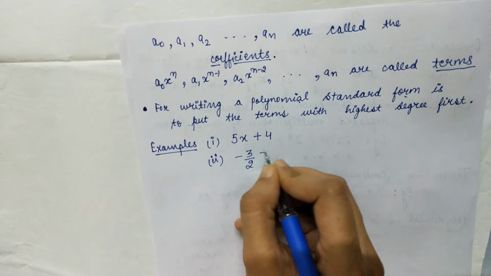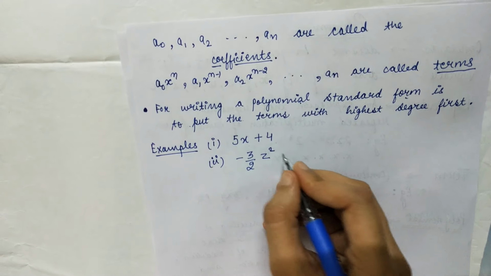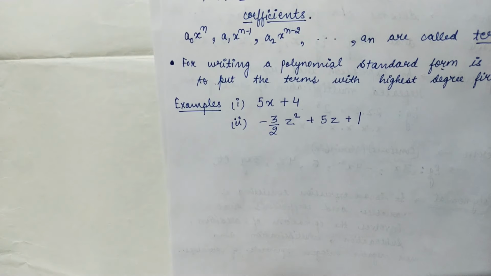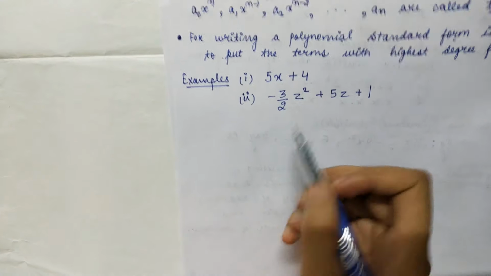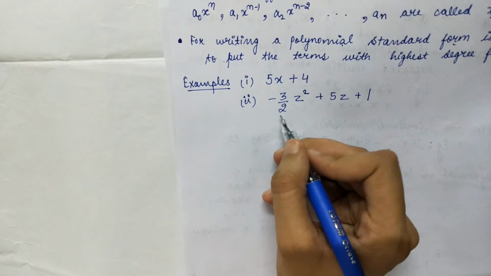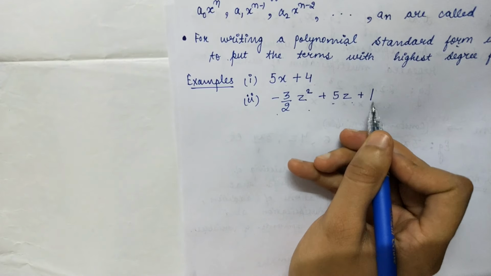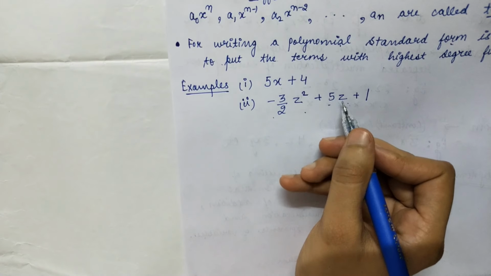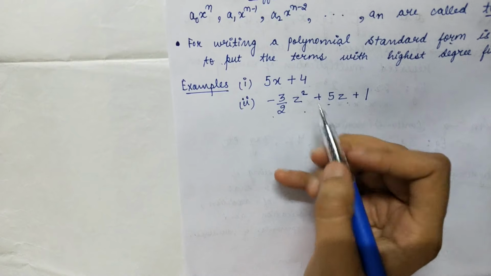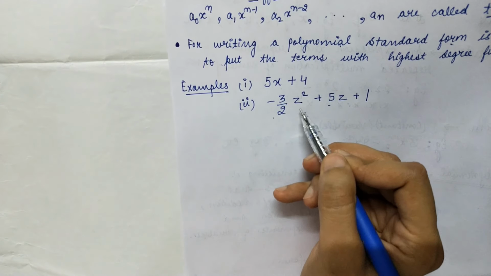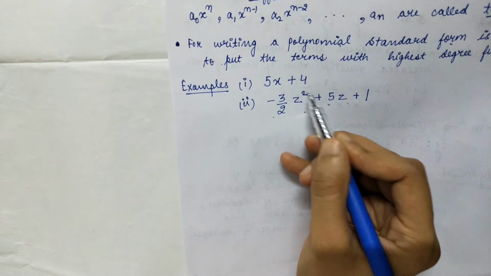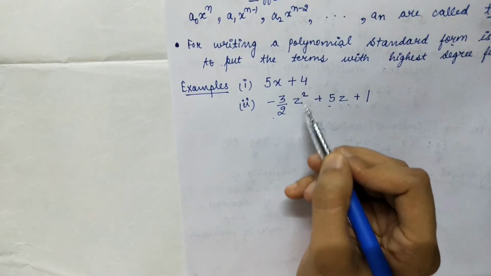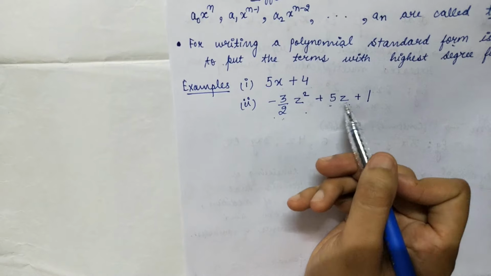Minus 3 by 2 z square plus 5z plus 1. This is a polynomial with some constants. This is the first term, this is the second term, this is the third term. There are 3 terms in this polynomial, z is a variable, and these are constants. If I ask you the coefficient of z square, it is the constant with z square, that is minus 3 by 2. The coefficient of z is 5.